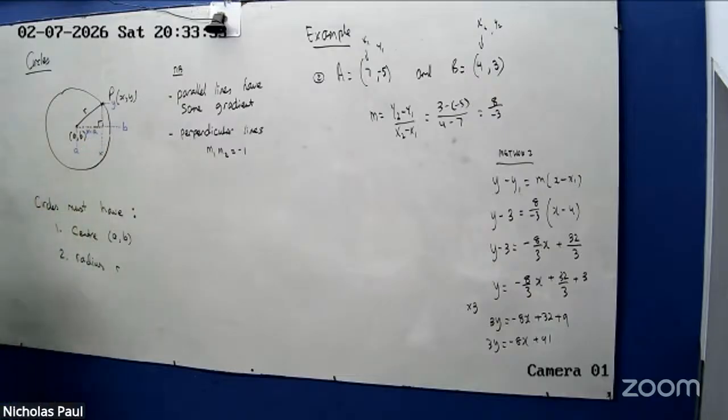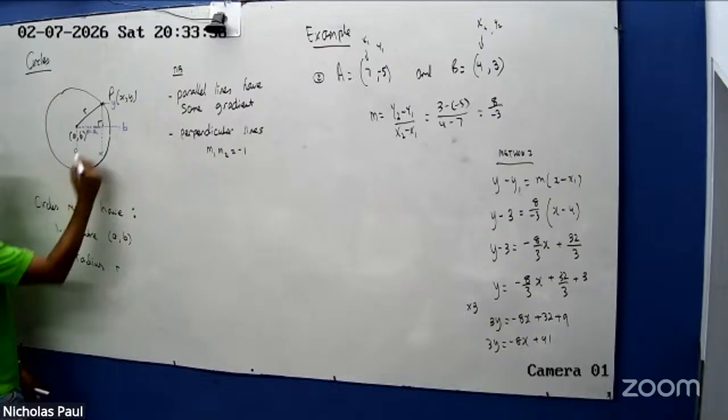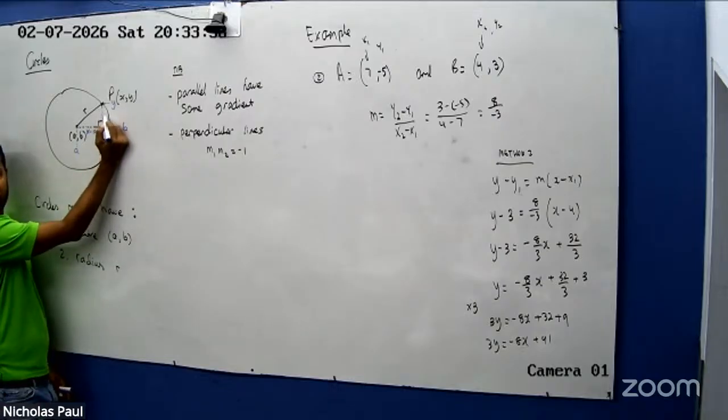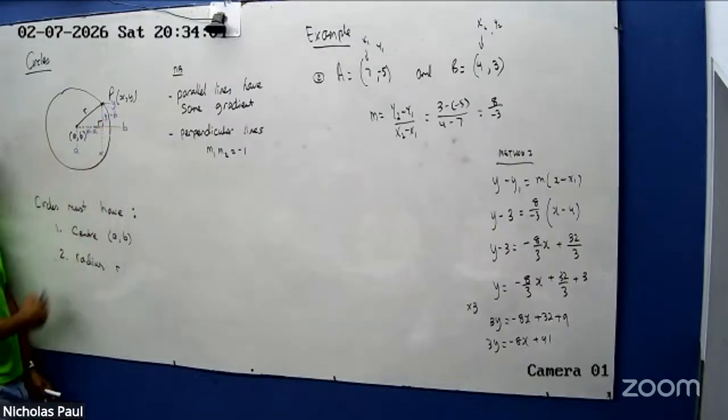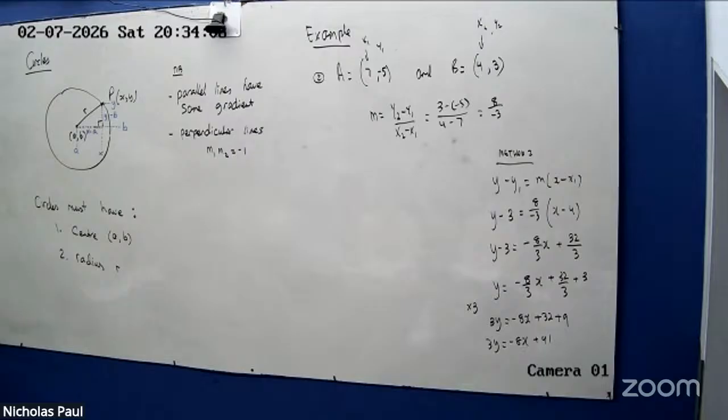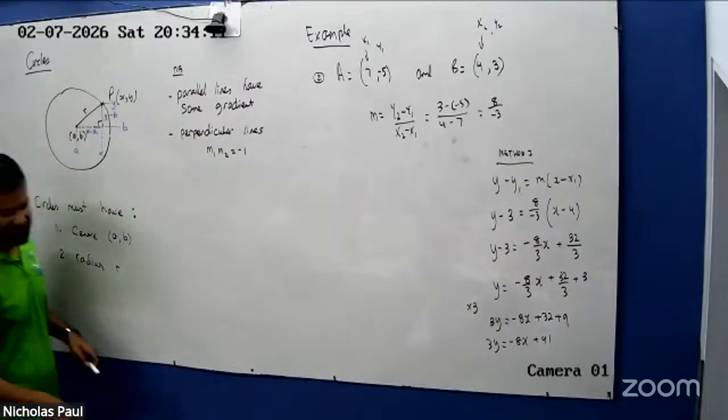Do you see that? What's the distance here? y minus b. That's okay? You see it now? So, can I apply Pythagoras theorem now?